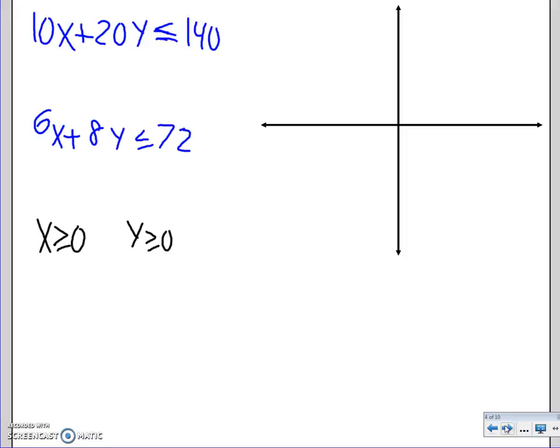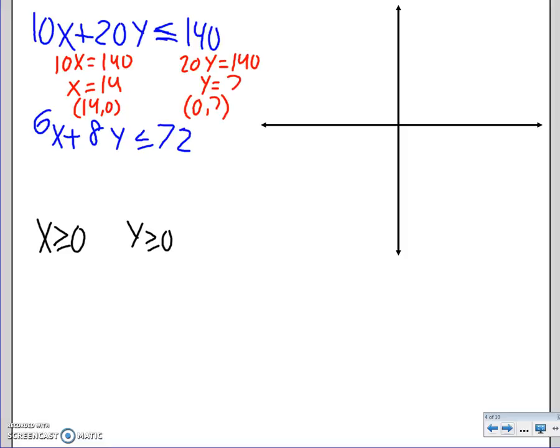The first one is in standard form, so I'm going to do the cover-up method. 10x equals 140. Divide by 10, x is 14. That is the coordinate 14, 0. If I cover up the x, 20y equals 140. Divide by 20, y equals 7. So that is the point 0, 7. So 14, 0 is somewhere over here, and 0, 7 is right here. Connect it, it is solid.